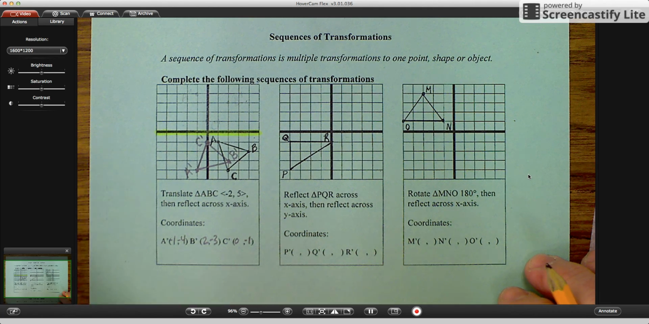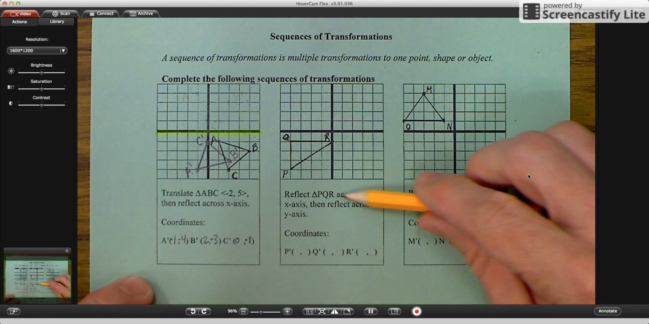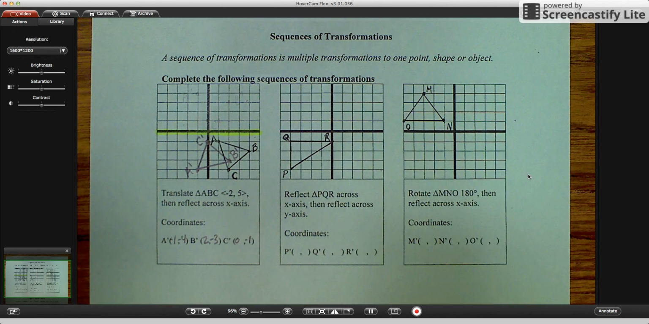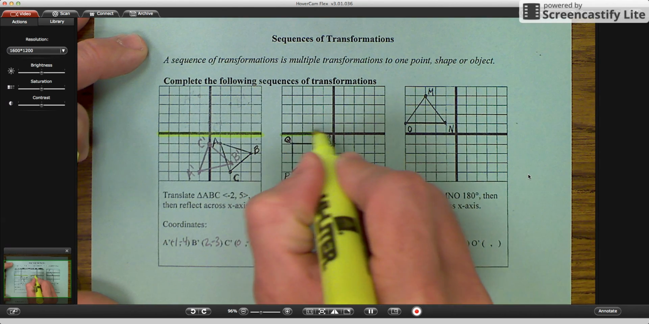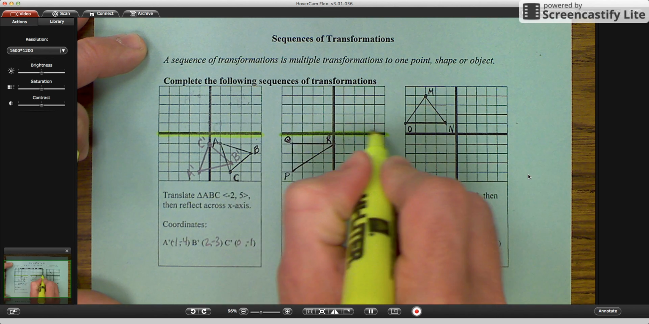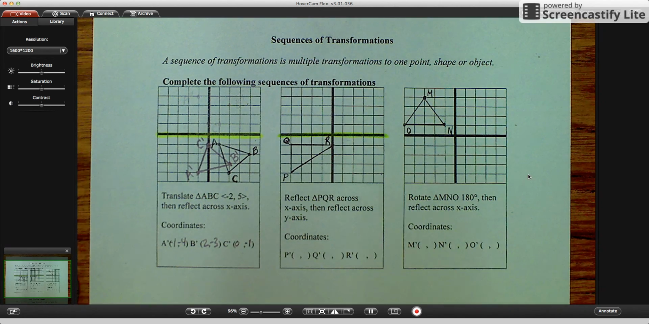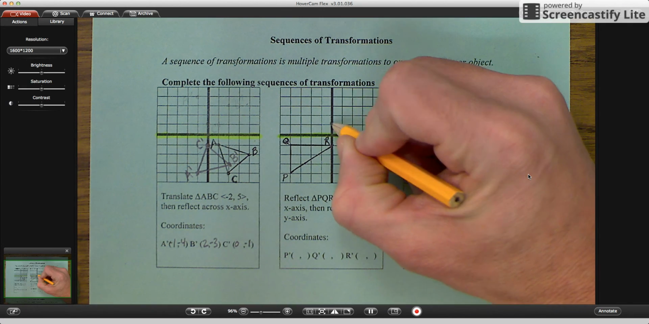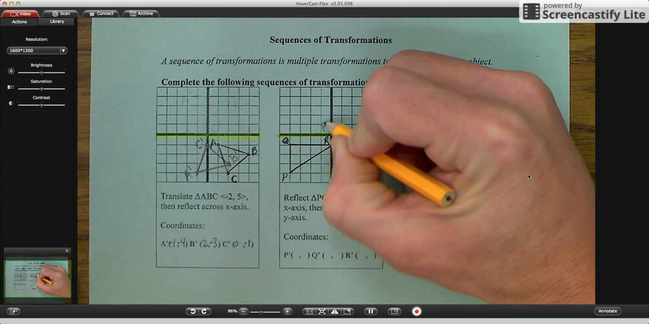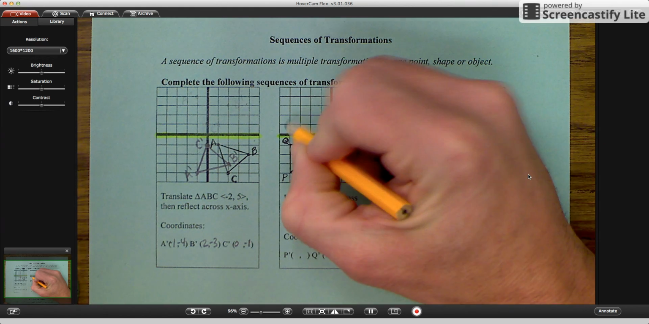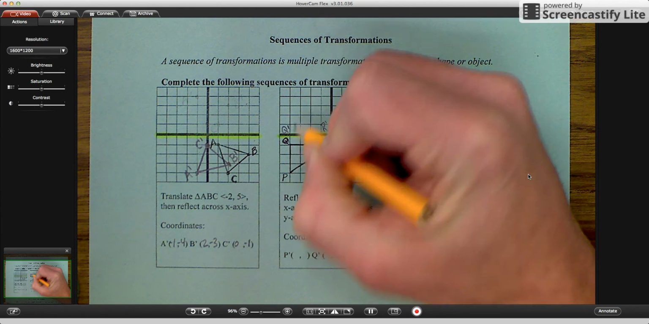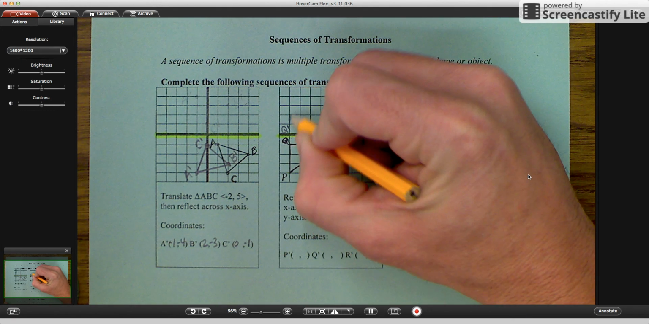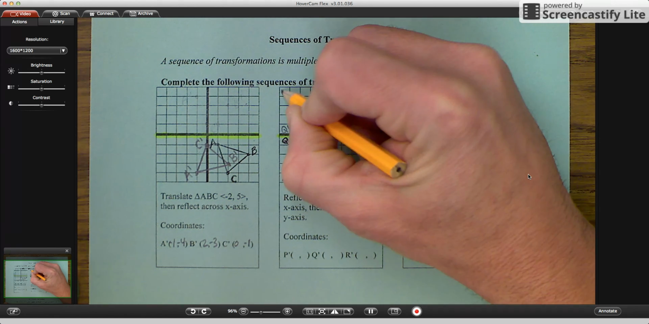All right, let's do the second one. It says reflect triangle PQR across the x-axis. So again, line of reflection, let's highlight it. Okay, and we're going to reflect. So R is 1 unit away. We're going to put R prime there. Q, 1 unit away. We're going to go Q prime. P, 1, 2, 3, 4 units away. 1, 2, 3, 4 units away. P prime.